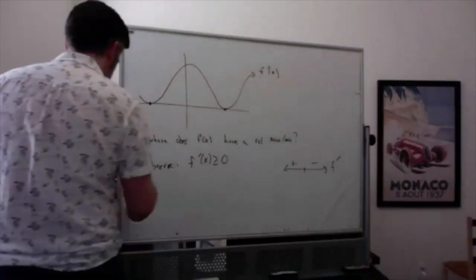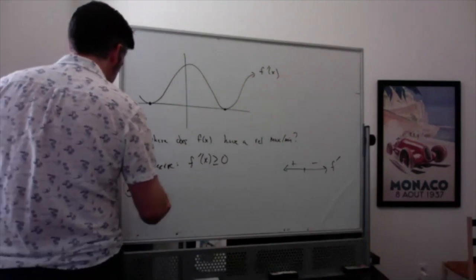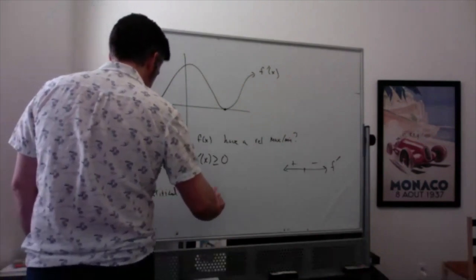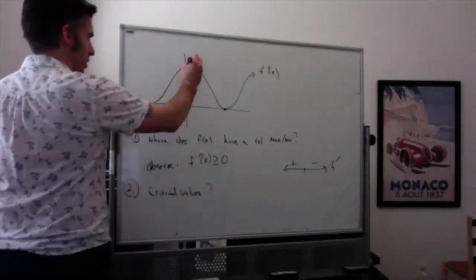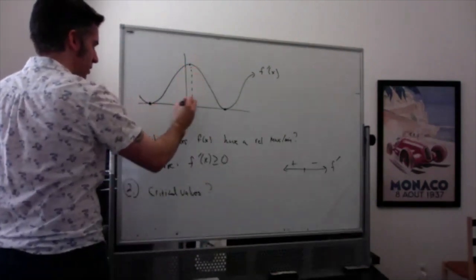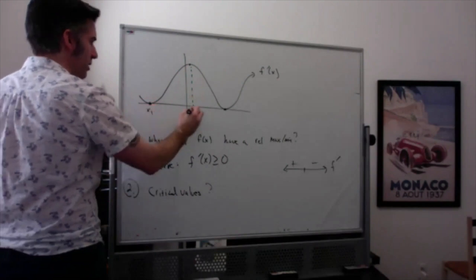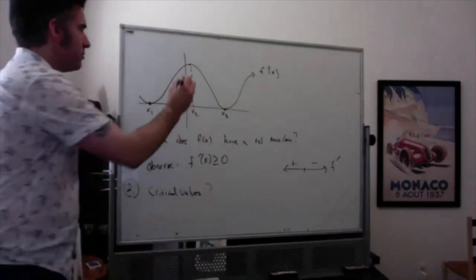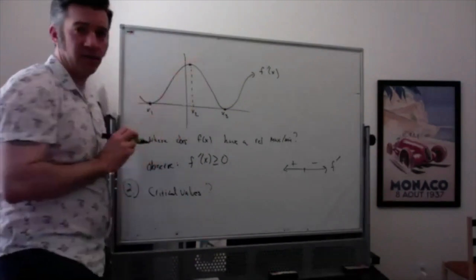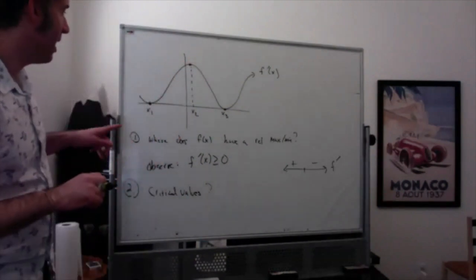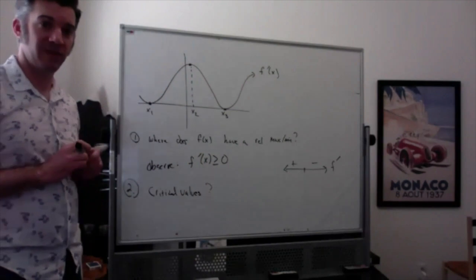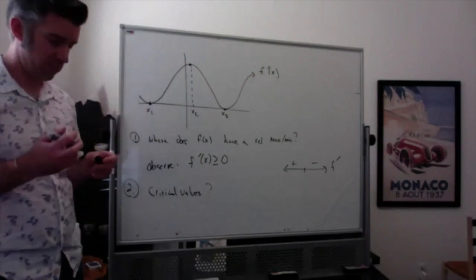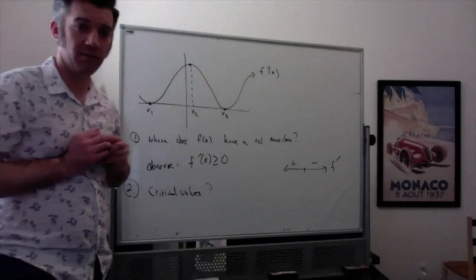Another question we could ask is, what about critical values? And I guess I should label a few points. Let's call this point over here x1, this point x2, and this point x3. So let me ask you guys to write in the chat, how many critical values does this function have? In this interval anyway, that I've drawn. 1, 2, or 3?